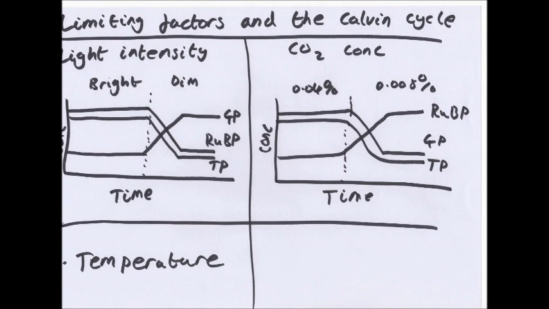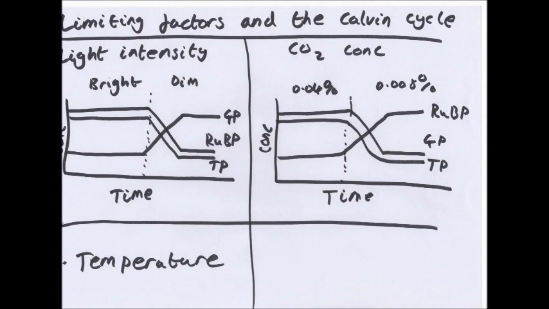So we must think of the products coming from the light-dependent stage. Now, I told you that GP is converted to TP using ATP and NADPH. So, if there's no NADPH or ATP, GP cannot be converted to TP. So GP levels will rise because it's not being converted, and TP levels will fall because none of it's forming from GP. Also, TP is then recycled into RUBP. Without any TP, no RUBP will be formed, so RUBP also falls.